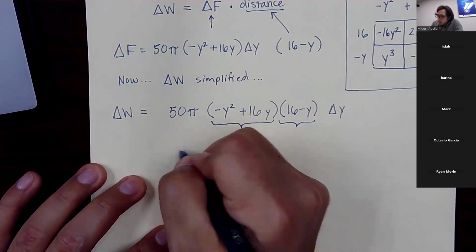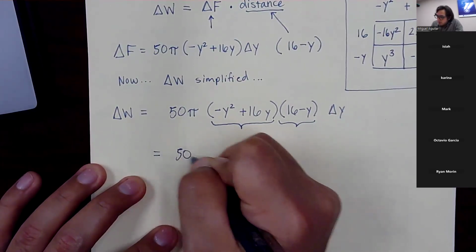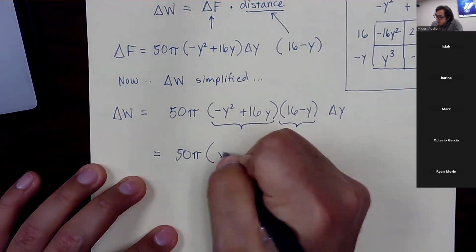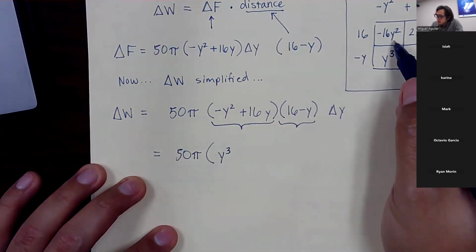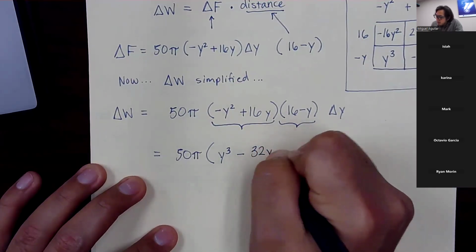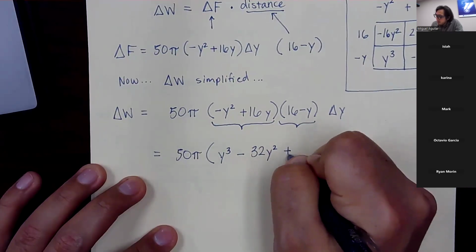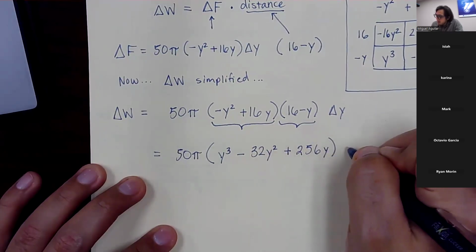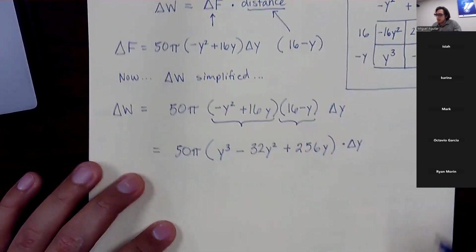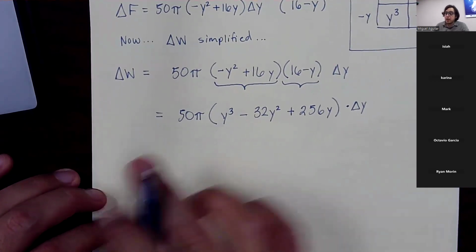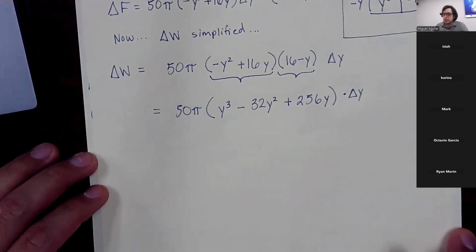So when we FOIL that out, we're going to get 50 pi times y to the third power minus 32y squared plus 256y times delta y. And now we just need to integrate this, okay?